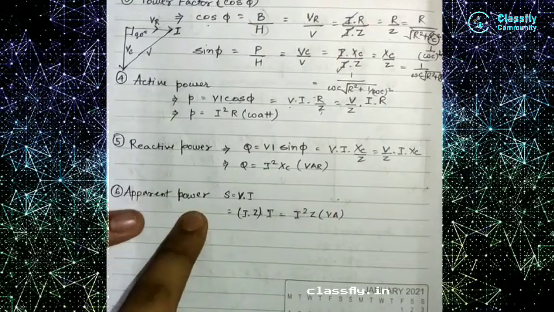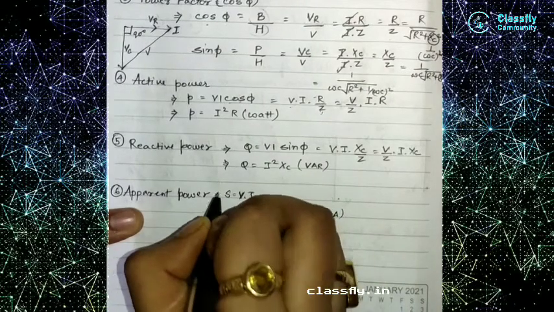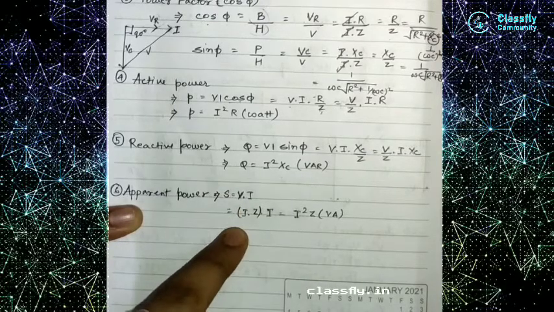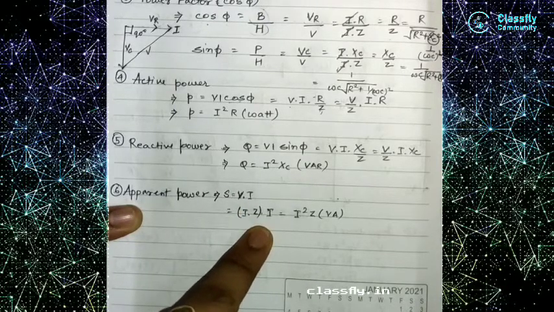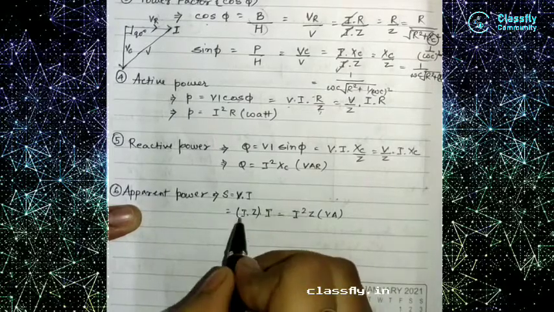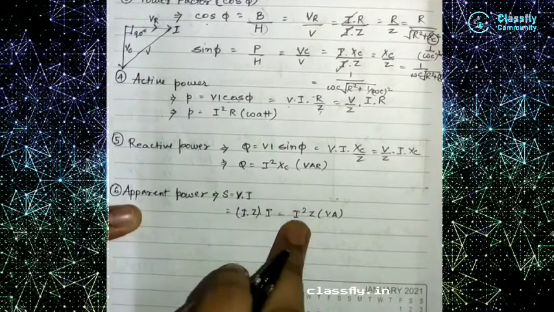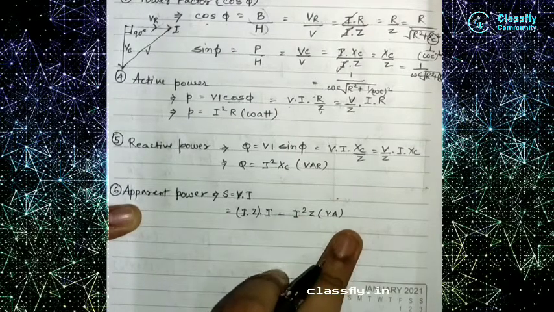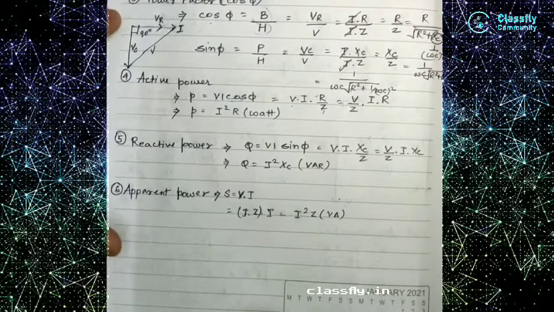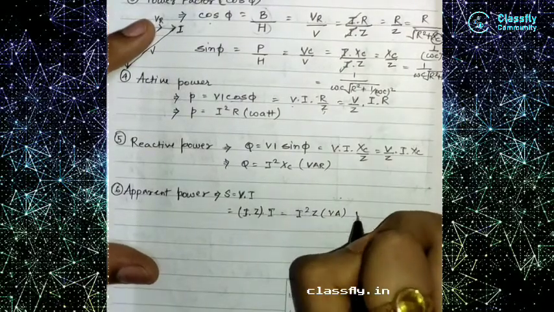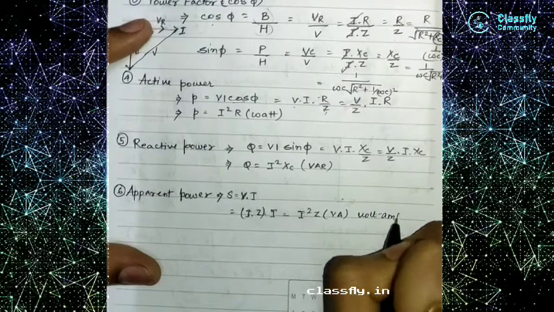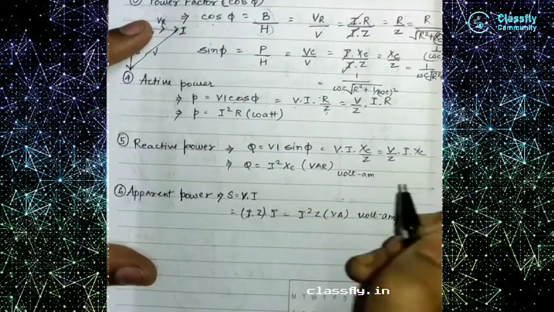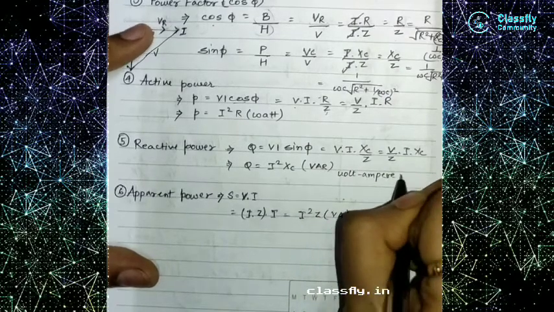Similarly, for the apparent power, we know that it is denoted by S, and S is equal to V dot I, and we know that V is I dot Z, right? So when we do I dot Z, we get I square Z, and its unit is VA, and we know that VA is what? Volt ampere. And VAR is what? Volt ampere reactive. Right?